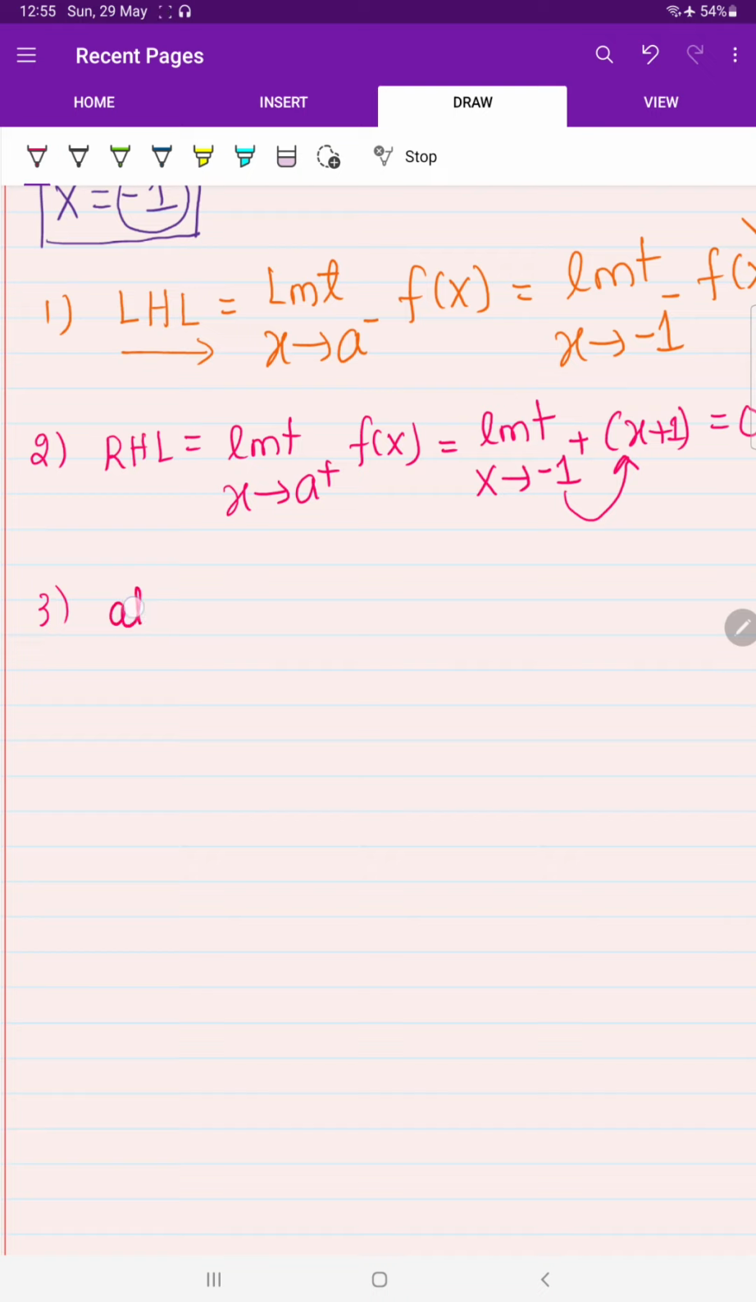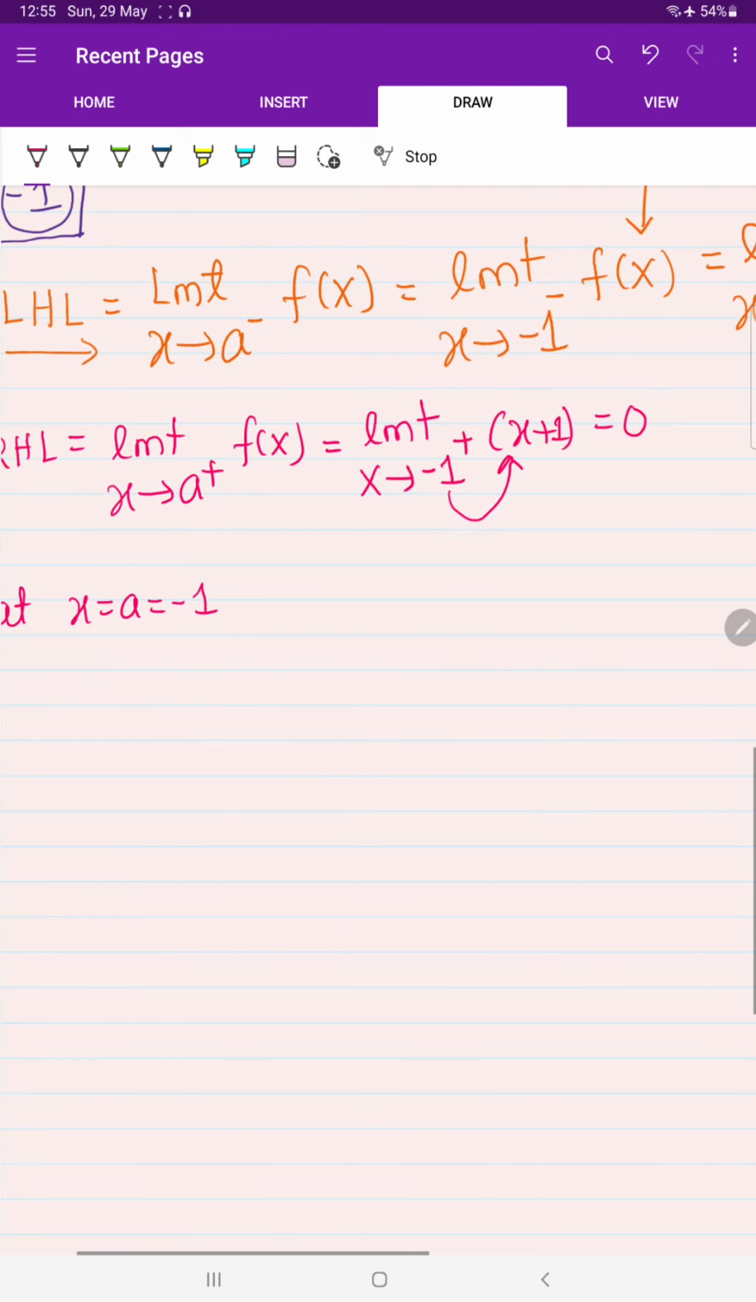Now, exactly at x equal to a. Here a is minus 1. At x equal to a, we have to define the function. How should I define this? At x equal to a, you can take the direct function. It will be mod of x plus 1. If I substitute minus 1 in place of x, what will you get? It will become 0 only.